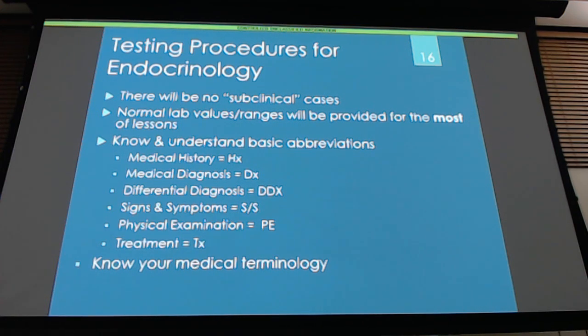No subclinical cases. In clinic, you will have subclinical cases. What does that mean? It's not classic, right? Their labs won't be classic, their symptoms won't be classic. So I won't do that to you on a test. I mention it from time to time because subclinical hypothyroidism is so common that I had to create a slide for it, but I'm not going to test you on it. Most of the time I'll give you normal labs. You'll know when I won't, and it's not for this one, okay? And then obviously, understand medical abbreviations.